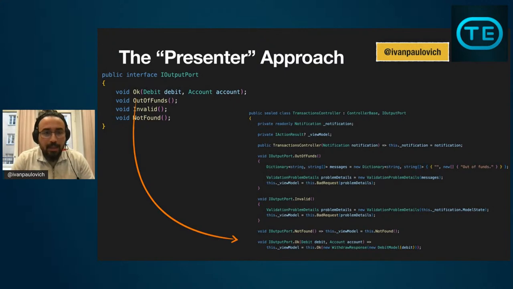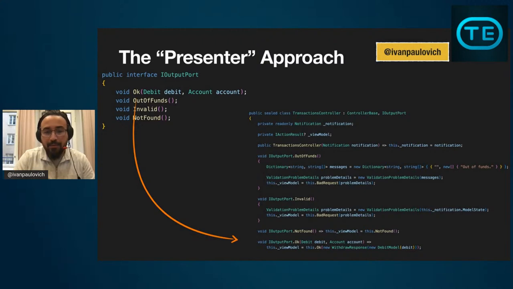And this is an example of an implementation of a presenter. In that case, I have the controller itself implementing that I output port, and it has here implementations of how to generate the view model that is going to be displayed to the user. So this is very much .NET. There are different ways of achieving the same result, but this is the way that kind of works for me.